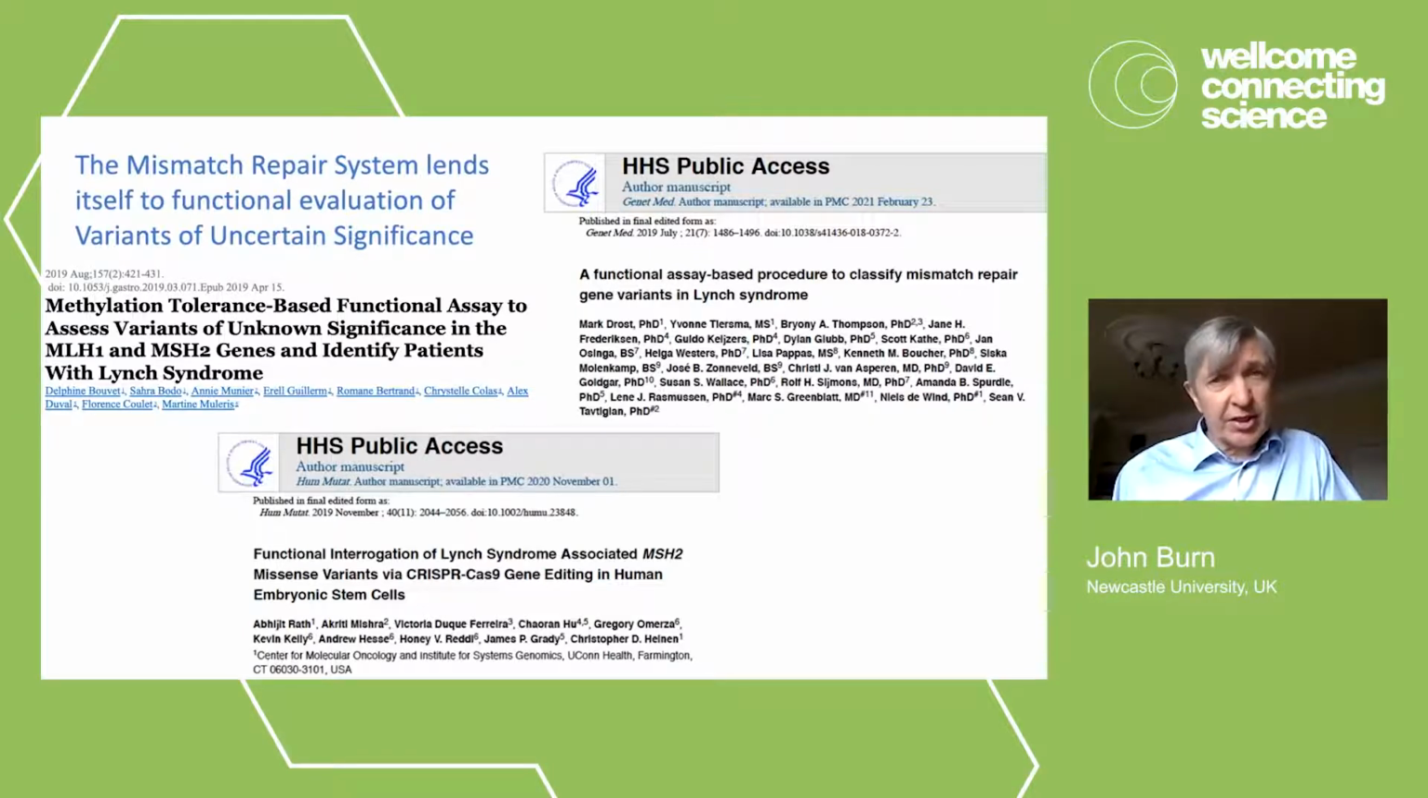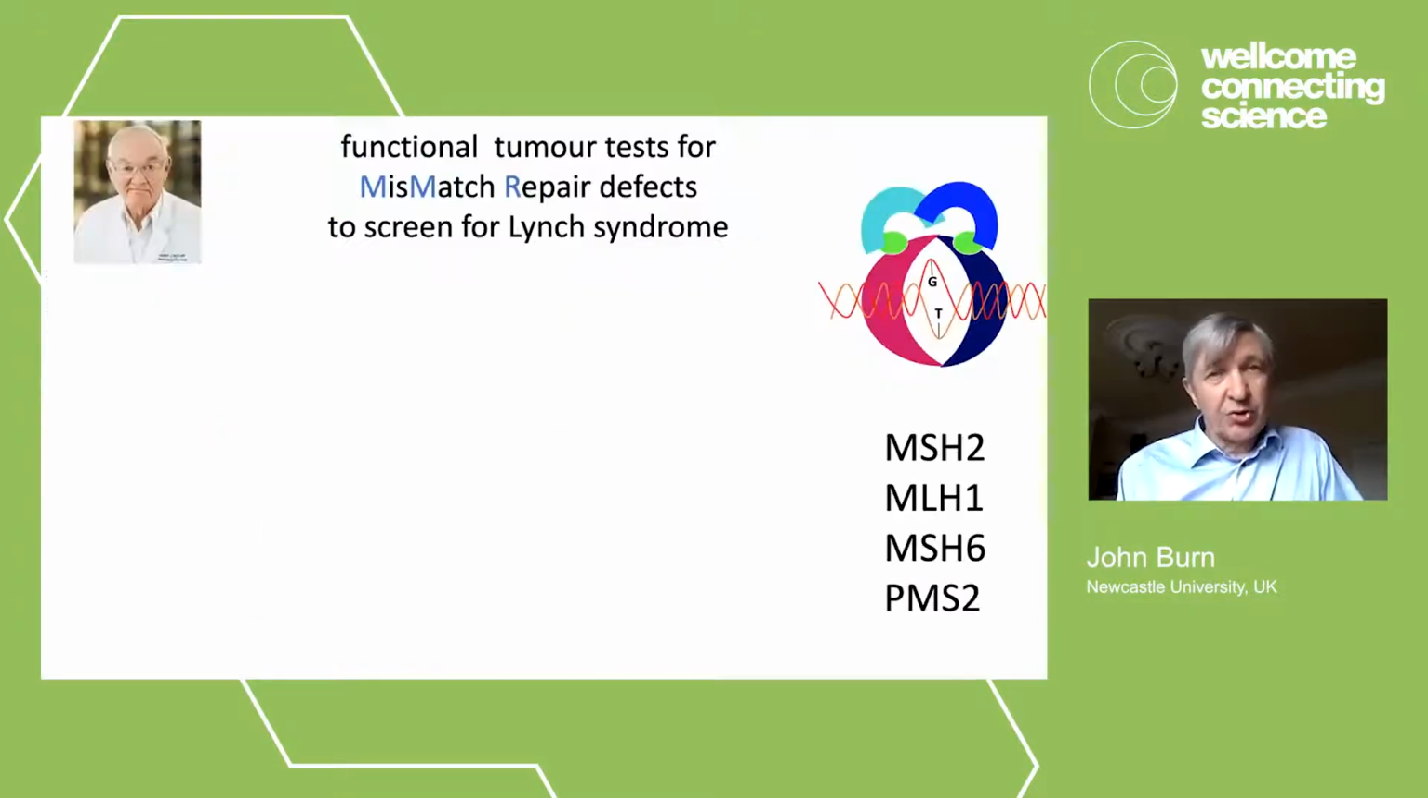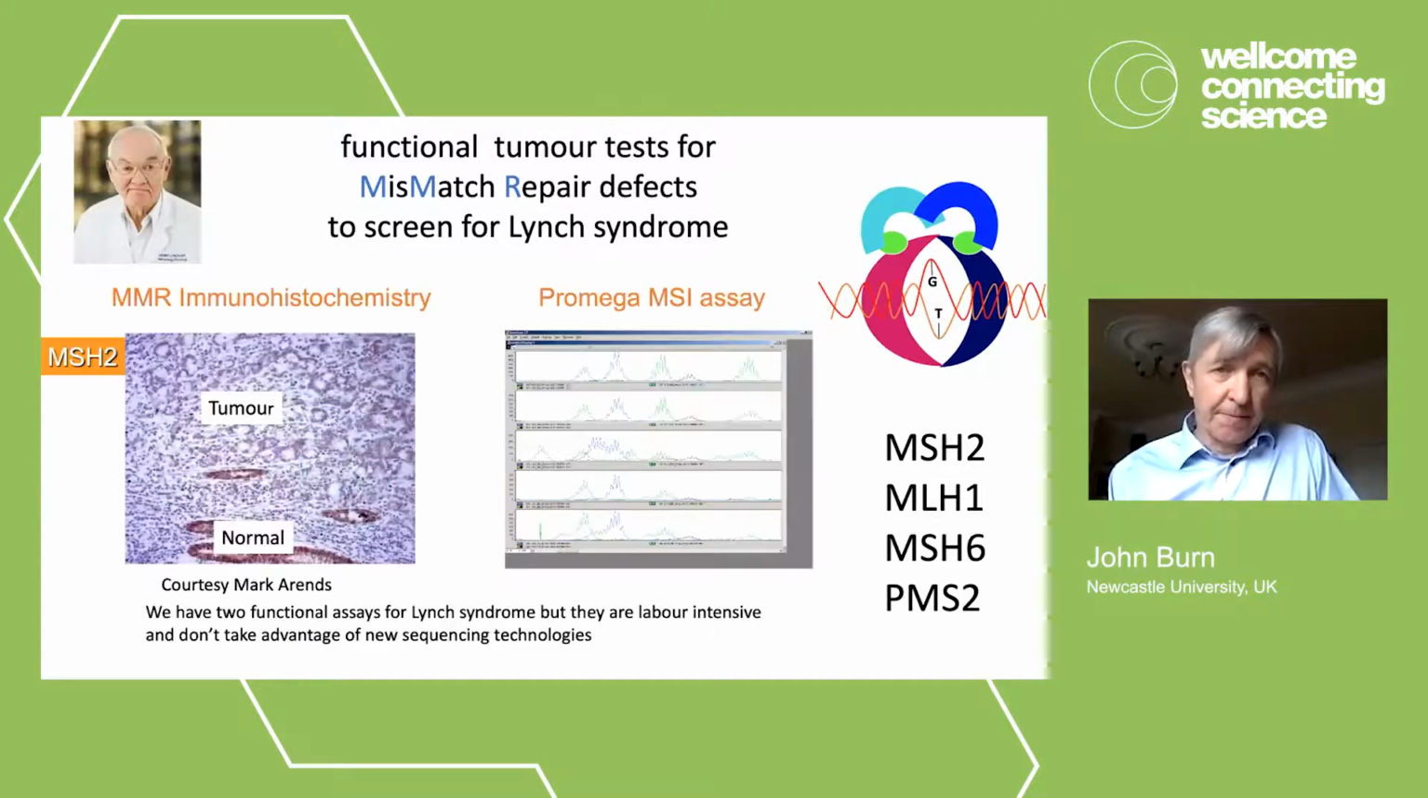So I think functional assays are going to continue to evolve as the technologies allow. And of course, in the case of mismatch repair, we have 2 well-established functional assays in immunohistochemistry and MSI testing. Immunohistochemistry, for those not familiar with this area, looks at the 4 proteins produced by the 4 key genes in the mismatch repair system that cause Lynch syndrome.